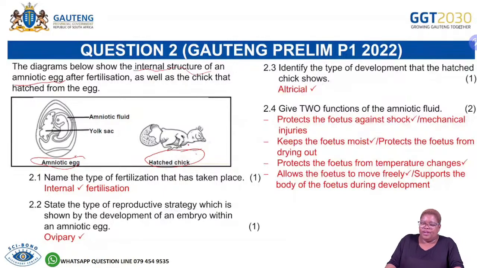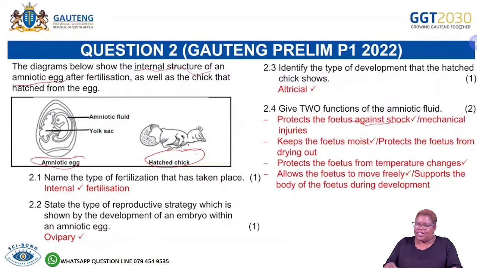Now, with the amniotic fluid, it protects the fetus against shock, against mechanical injuries. Let's say I'm pregnant. I've got that baby growing in my tummy, and I happen to fall. Will that child die? No. Why? Because we've got amniotic fluid in there. Right, we are going to do human reproduction. You'll understand that better as we'll be doing that. So that developing fetus is well protected.